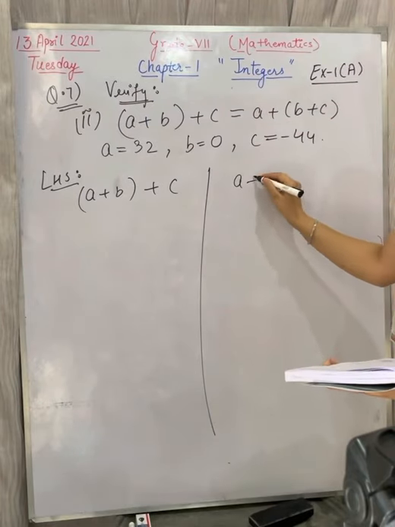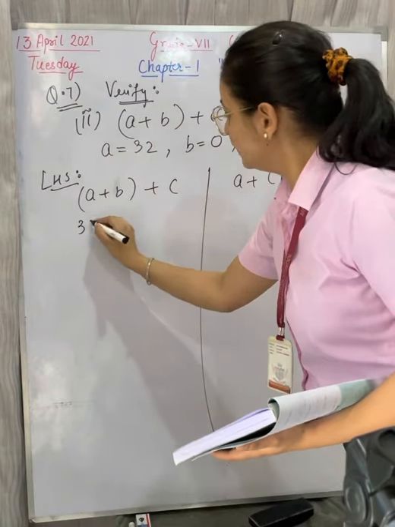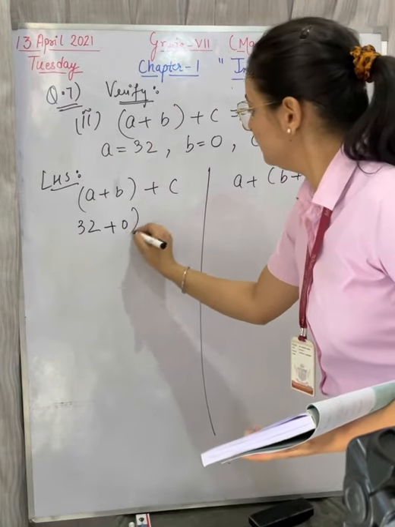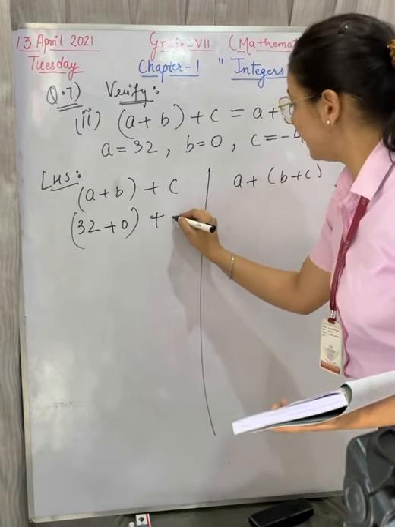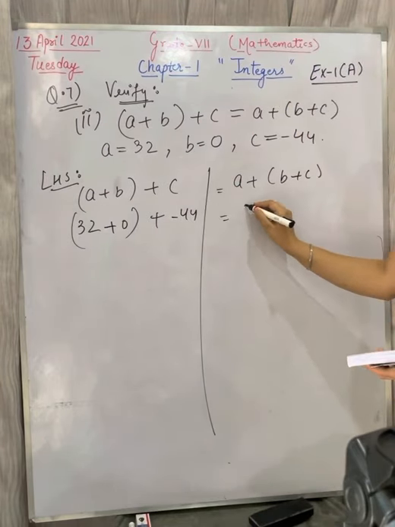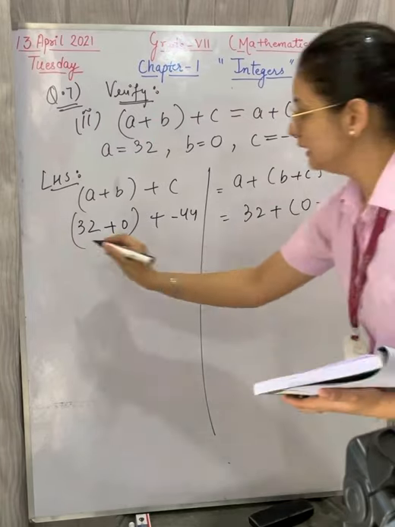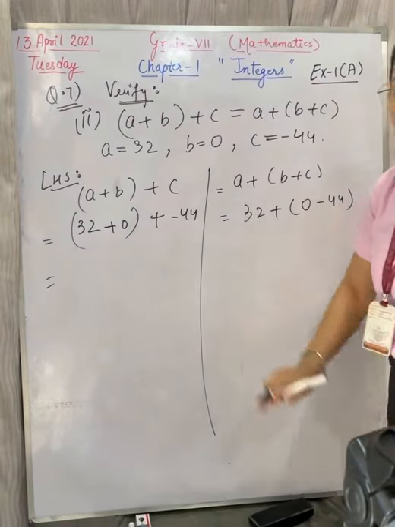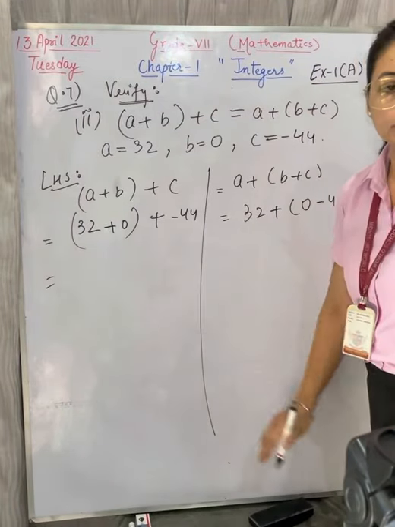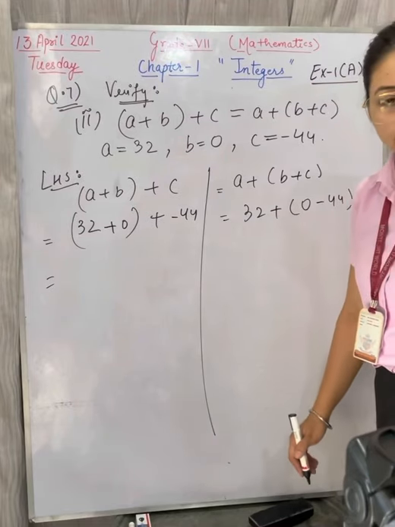Here is A plus B plus C. Just put the values one by one. 32 plus 0 plus minus 44. Here is 32 plus B, 0, plus C. C is minus 44. Now please tell me, 32 plus 0 is what? How much? That is 32.